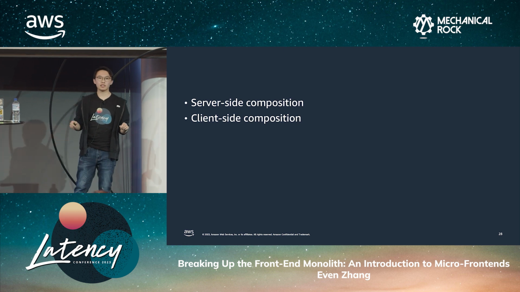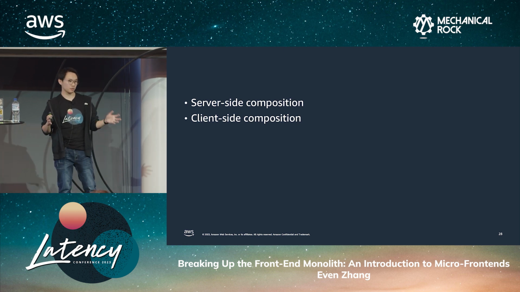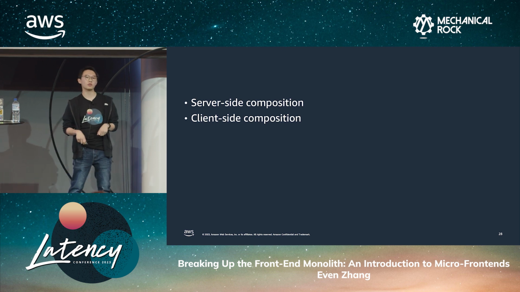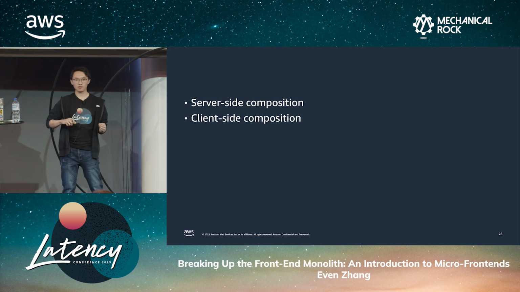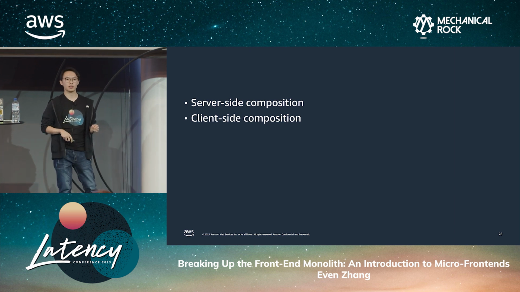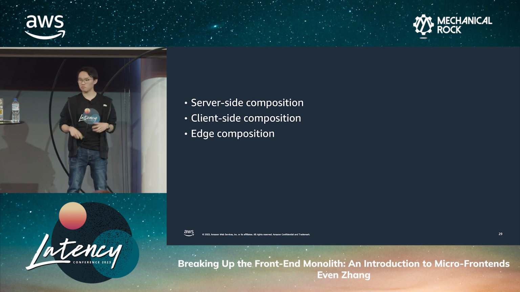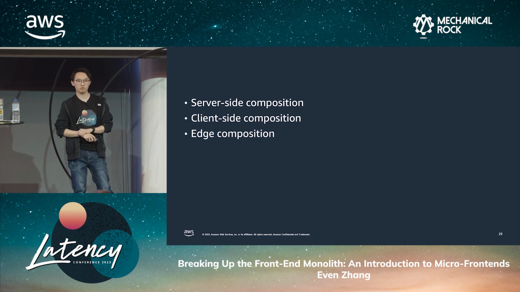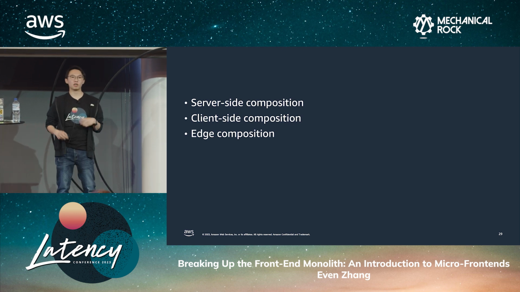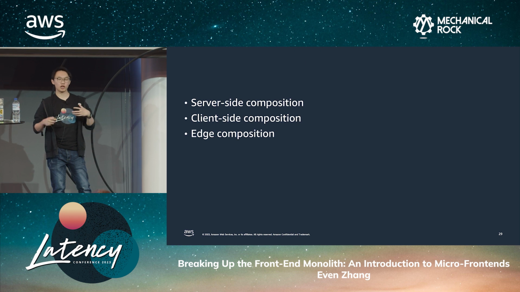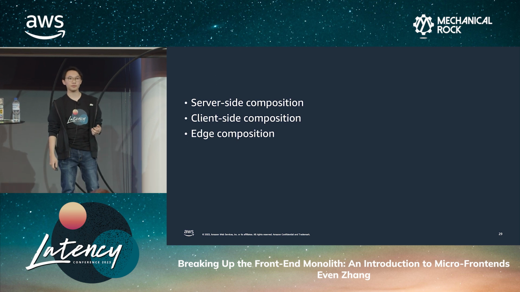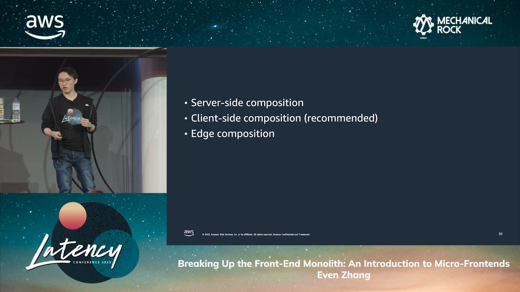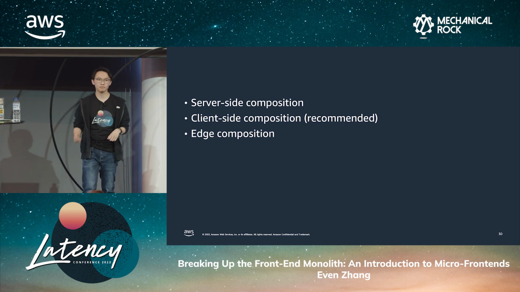So server-side and client-side are the two major composition methods that you could choose to use. If you've never done micro front ends, I would recommend starting with client-side. And if there's a need, go to server-side as needed. But recently, there's also been a new group of composition called edge composition, which is using edge functions to compose your front end. But in reality, most mature organizations actually use a combination of all three of these methods. However, ultimately, I would still recommend client-side composition because it's easy.